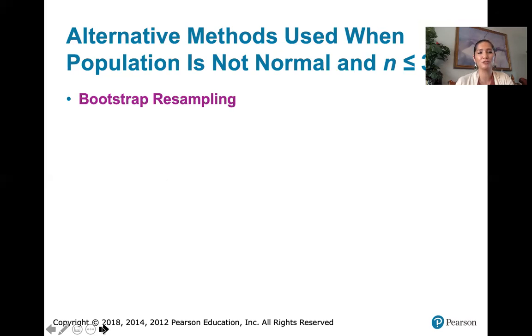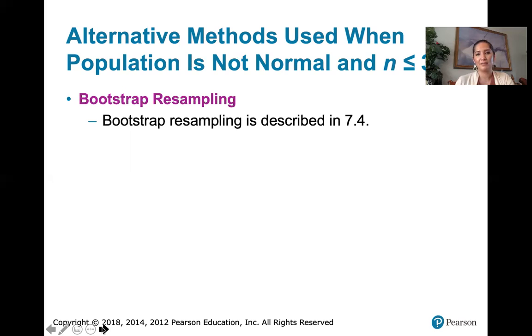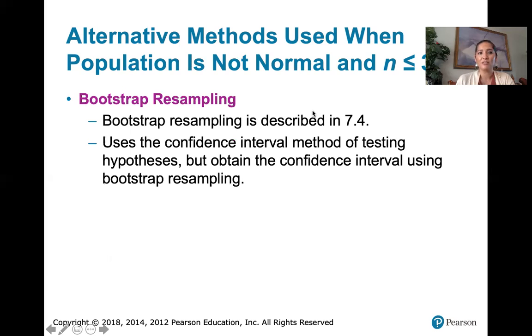One option is to use what's called bootstrap resampling. This is described in more detail in 7.4. Due to time constraints, we did not cover 7.4, but you can go back and review that if you need to test a claim about a mean and you have evidence that the data comes from a population that's not normally distributed, or you have a small sample size at the same time. So go back to 7.4 and study that bootstrap resampling. In this case, we're going to use the confidence interval method, but we have to obtain the confidence interval using that bootstrap resampling.